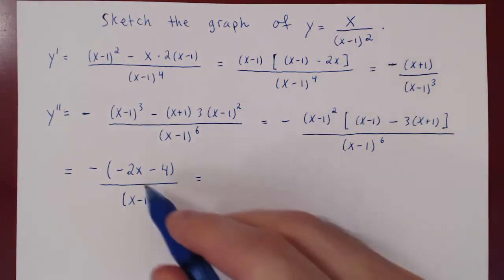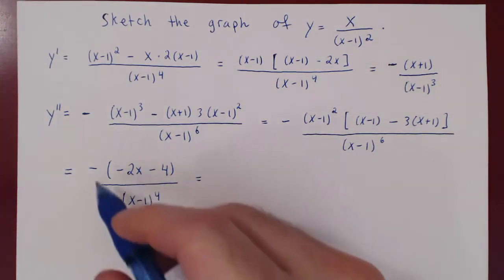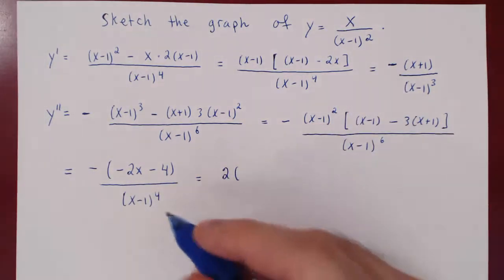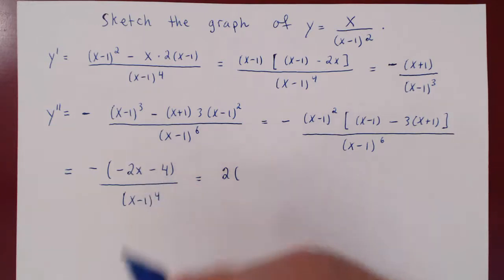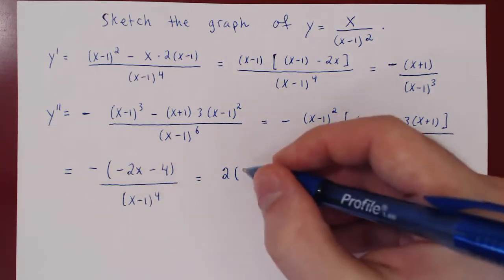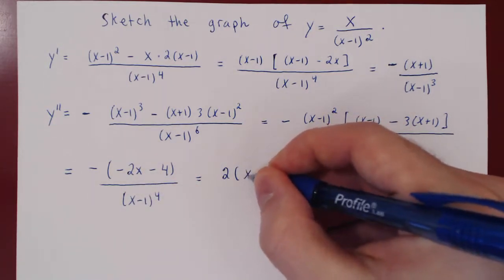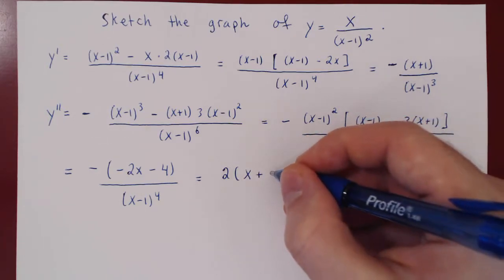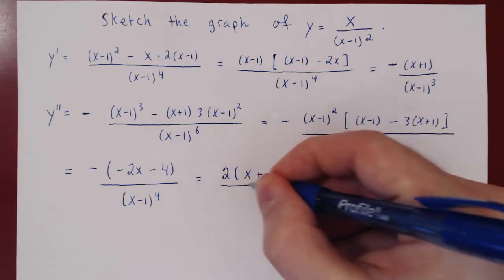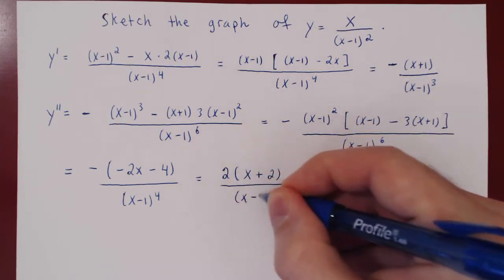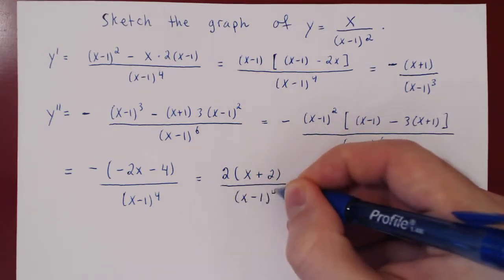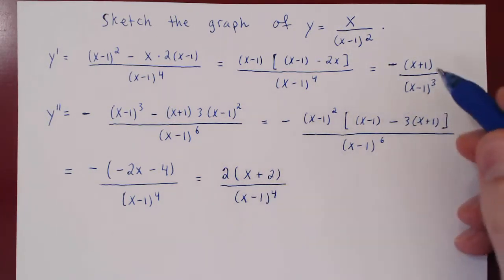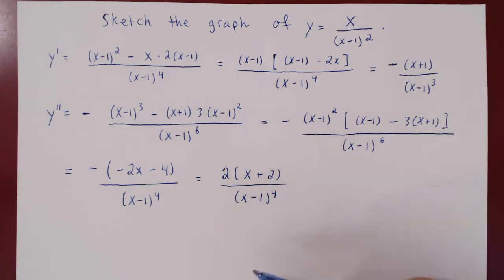And finally, we can factor from these two terms a negative 2, which will give you a positive 2 up front, times, if you factor negative 2, you're left with an (x plus 2). Over, of course, (x minus 1) to the 4. And now we have our first and second derivative fully simplified and factored, so we're good to go.